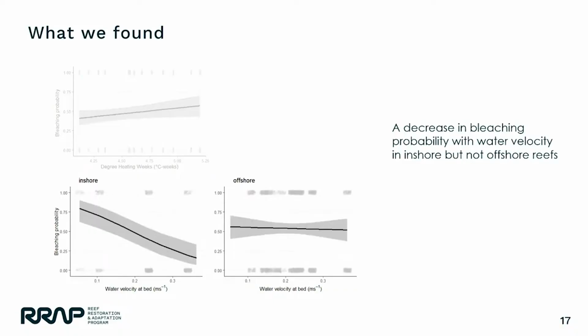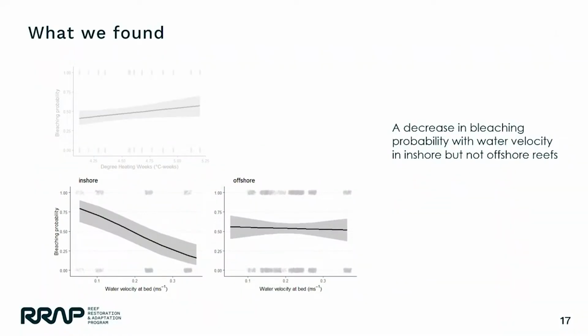And then in terms of water velocity, our patterns differed between the inshore and offshore reefs. In the inshore, we saw that decline in bleaching susceptibility with water velocity, which was the one we were expecting, but not so much in the offshore. And the offshore did tend to bleach a lot more than the inshore, which makes sense because it should have higher light intensity due to less turbid water.